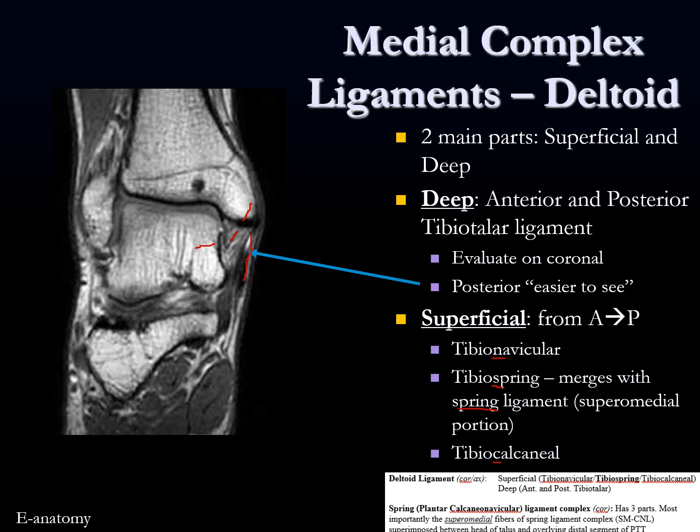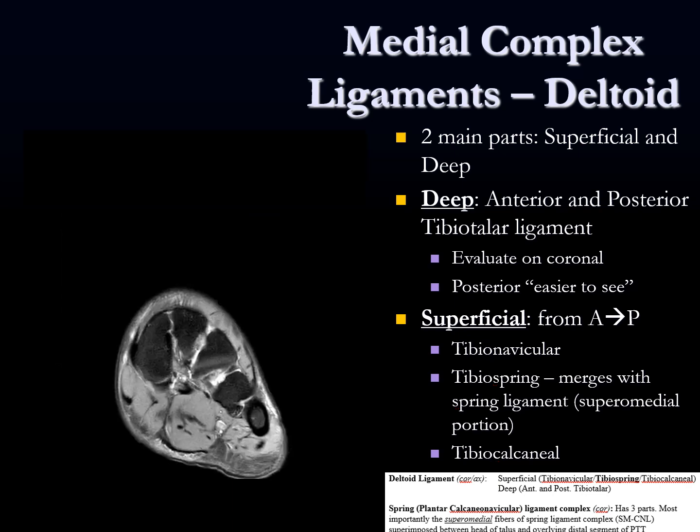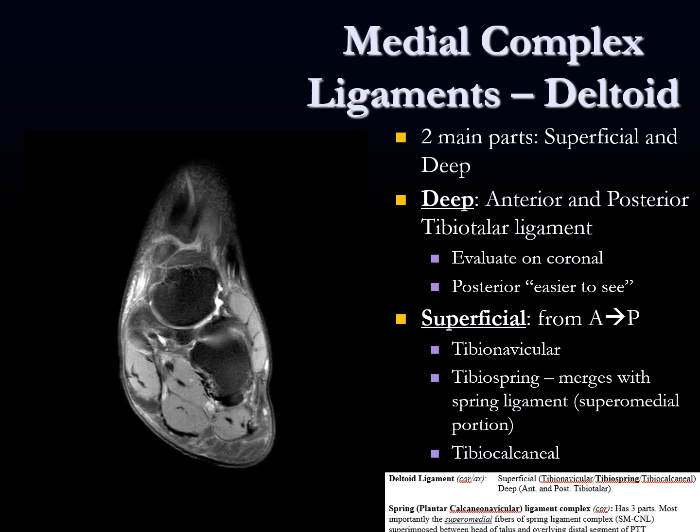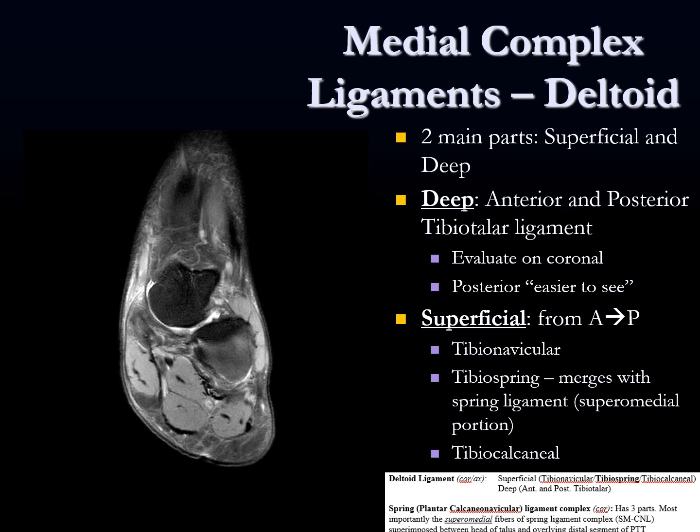So when I'm looking at the superficial deltoid on axial images, as I'm scrolling down the ankle, I know that somewhere in the front is the tibionavicular, and then behind that is the tibiospring, and then behind that is the tibiocalcaneal, and they all kind of insert on the spring ligament. That's in general how I think about it. So I don't know how easy this is going to be to see on our images, but let's try.